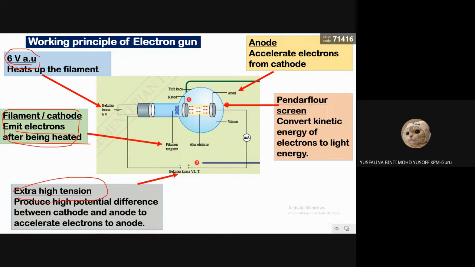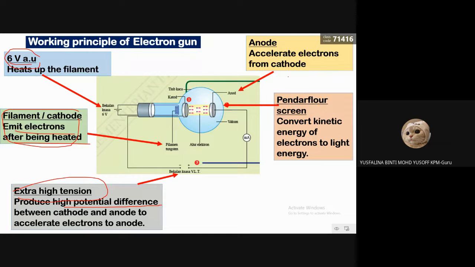So what does it do? It actually produces a high potential difference. High potential difference means high energy, right? Because we already know the meaning of potential difference. It is the energy used to transfer 1 coulomb of charge from one point to another point.